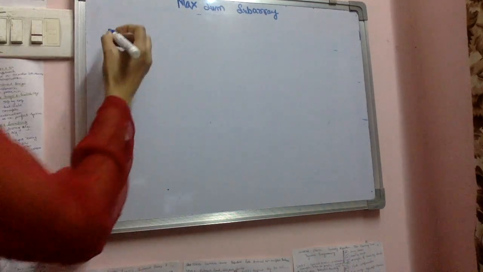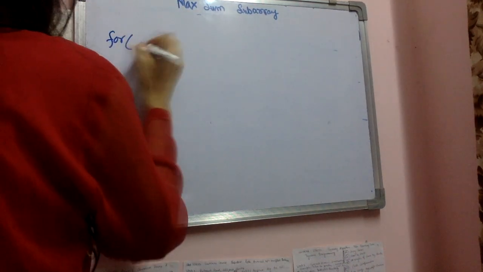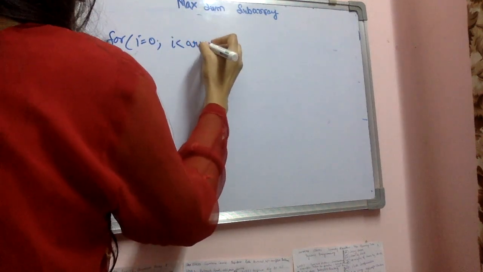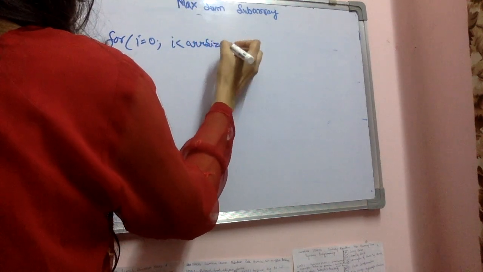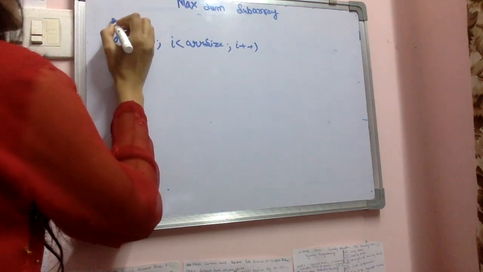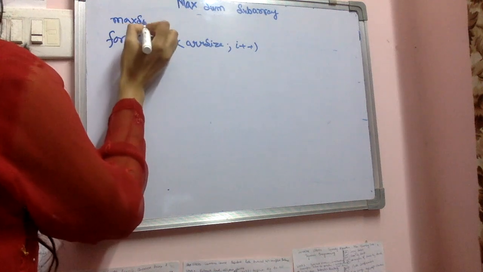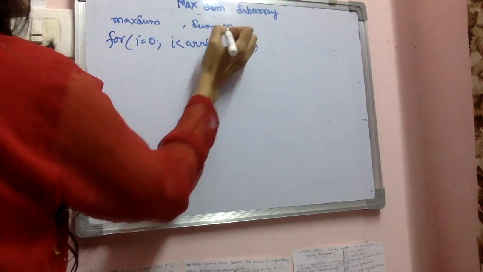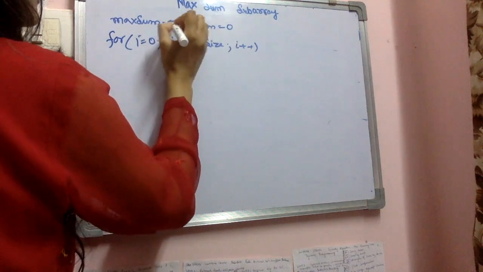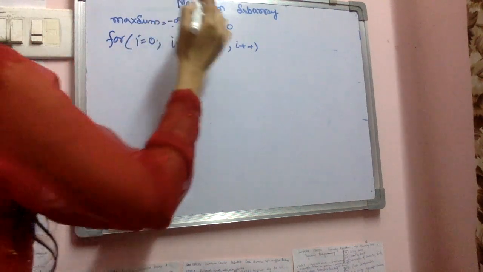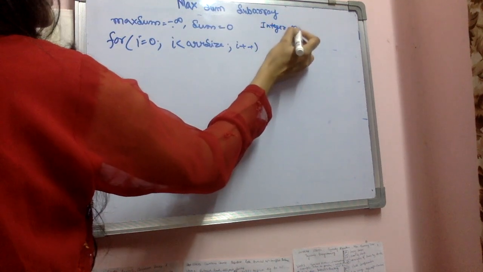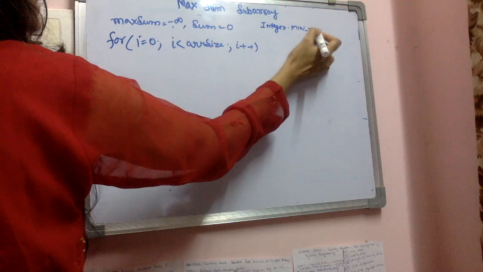Let's run one loop, i starts from 0 till the array size, and let's take two more variables, maxSum and sum. Sum will be initialized to 0 and maxSum will be initialized to a negative value. In Java you can use something like Integer.MIN_VALUE.